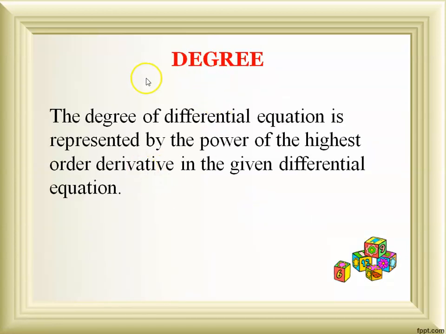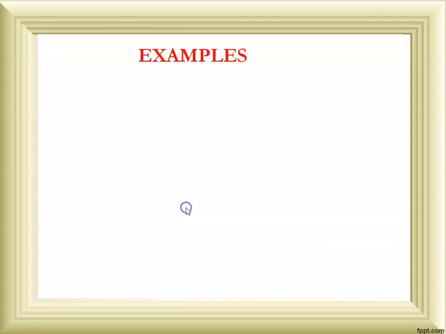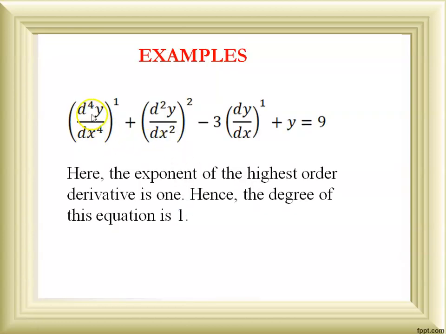Now we are going to discuss degree. The degree of a differential equation is the power of the highest order derivative in the given differential equation. So the power of the highest derivative decides the degree of a particular equation. Go through the example. Here d power 4 y by dx power 4 is the highest derivative, and its exponent is 1. Therefore the degree of the whole differential equation is 1.